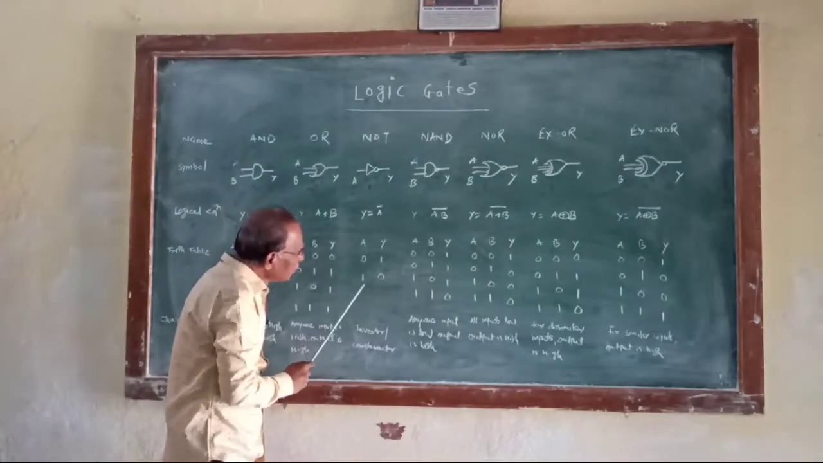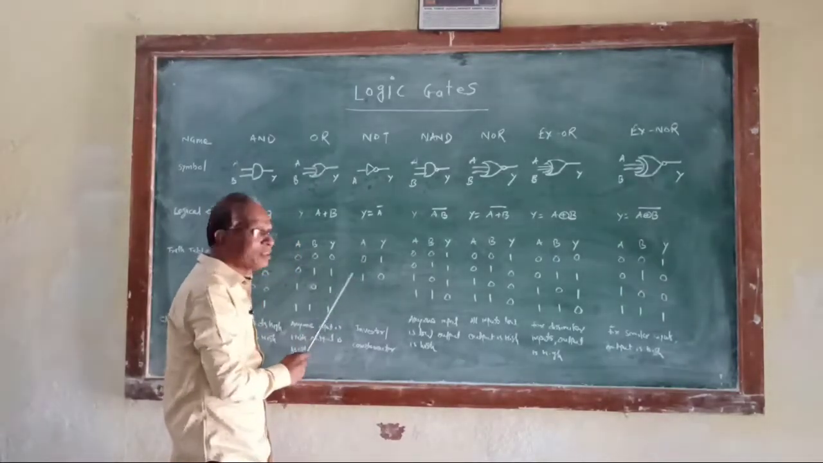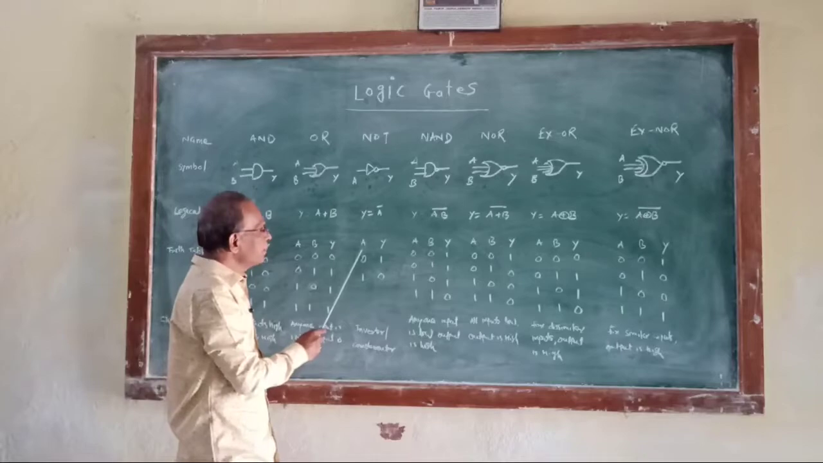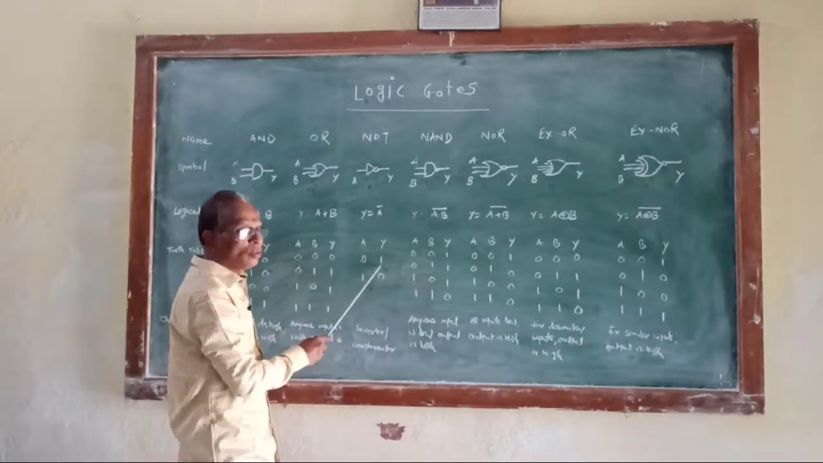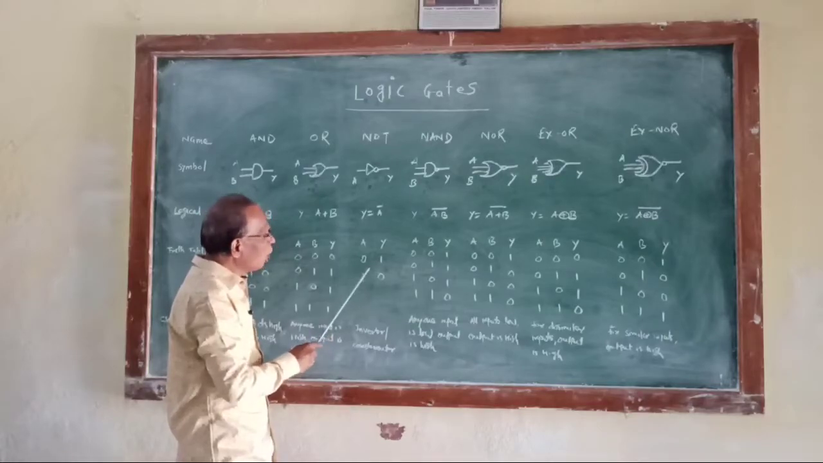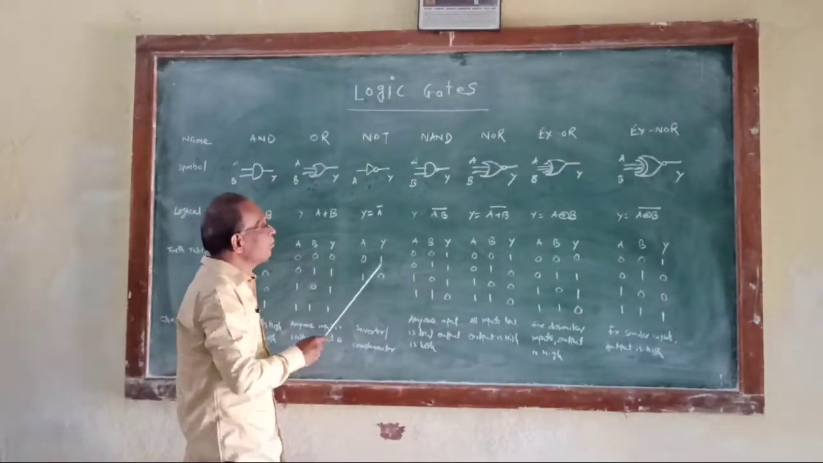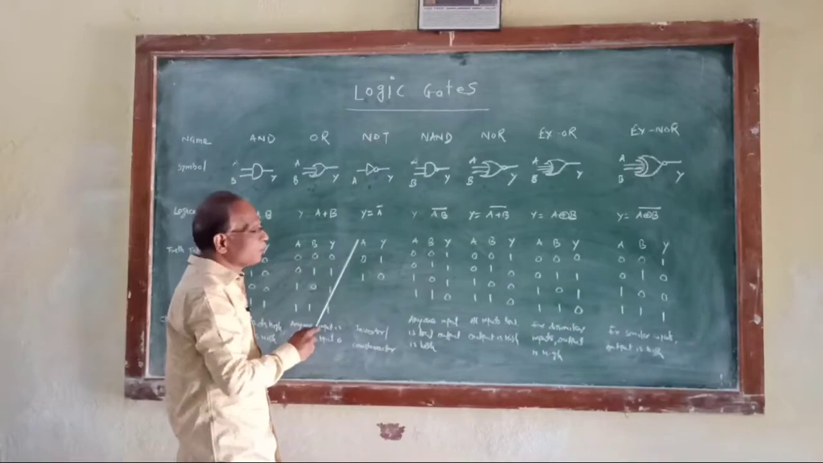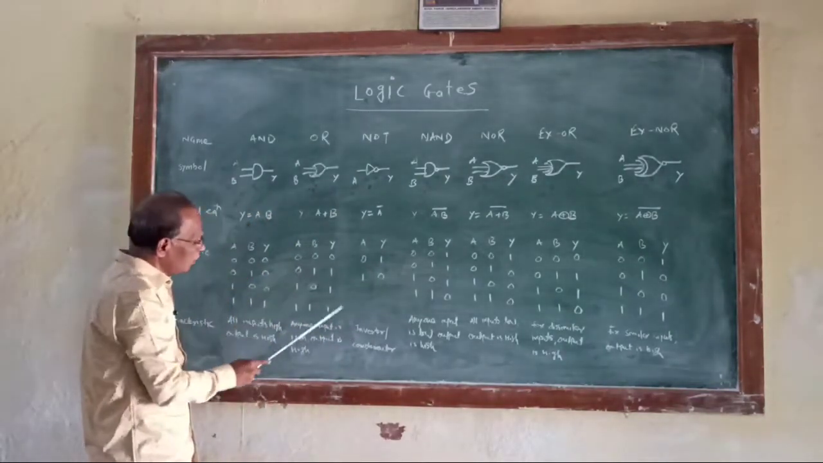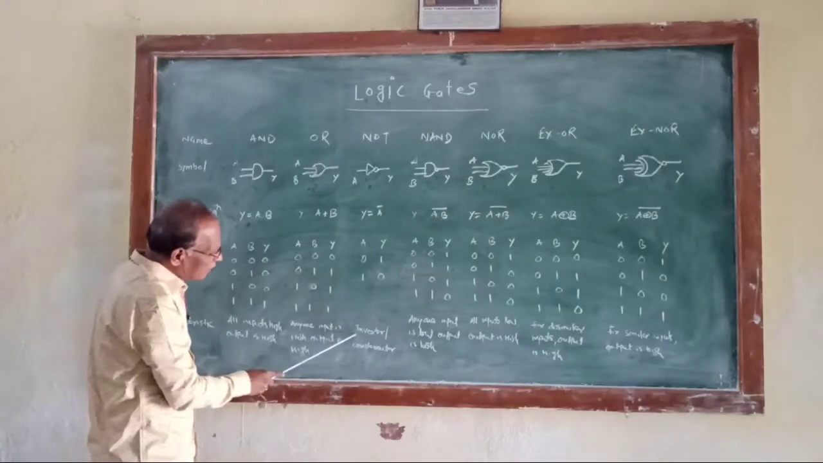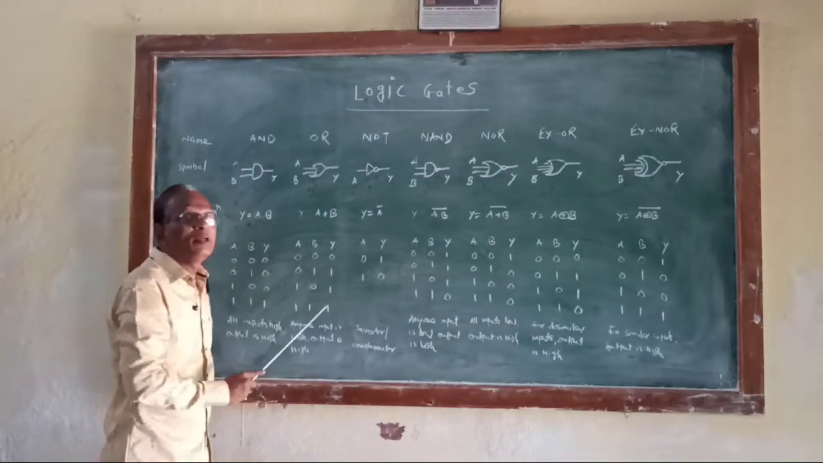This logical equation can be proved with the help of the truth table also. So here is the input, here is the output. If A is 0, then output Y is 1. If A is 1, output Y is 0. The meaning is that this gate is working as an inverter, and therefore the important characteristic of the NOT gate is that it works as an inverter or a complementer.